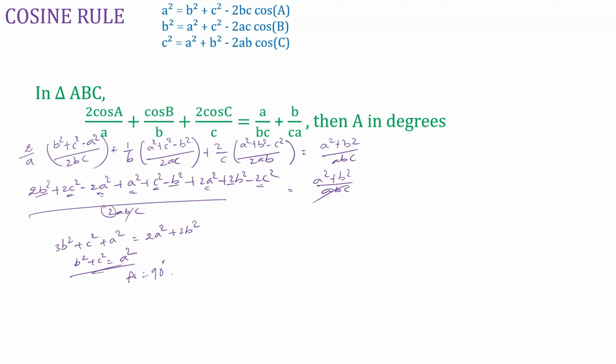So with this, we have seen how to use the cosine rule in finding the elements of the triangles.